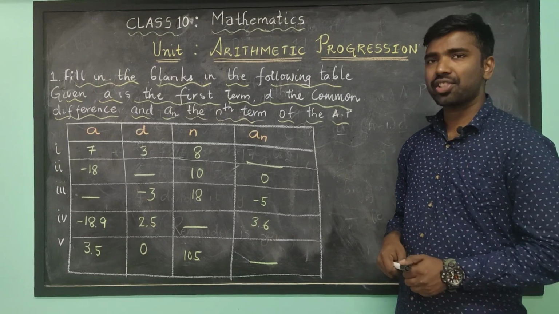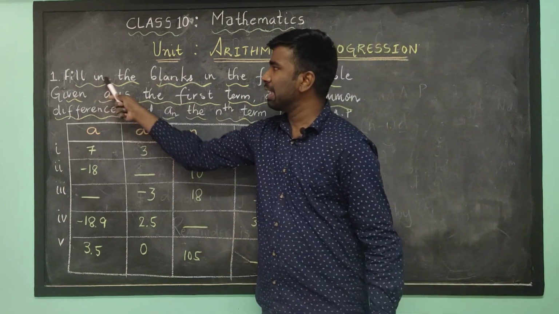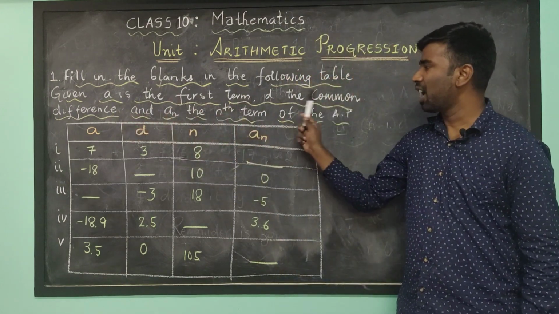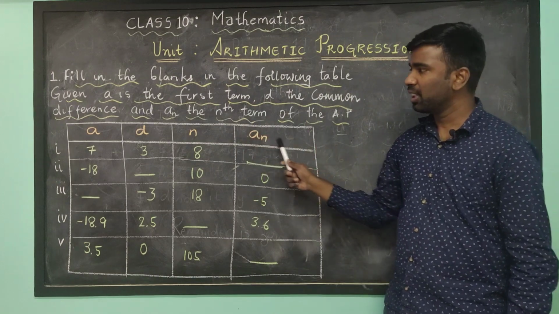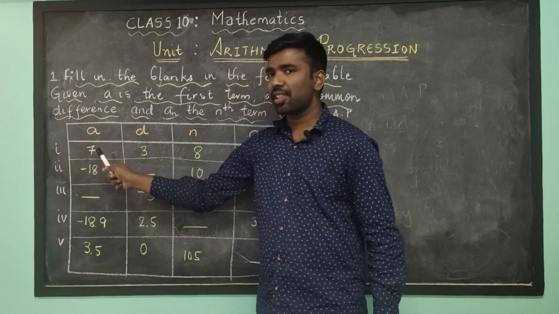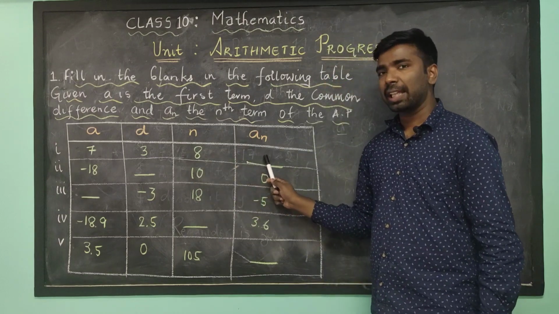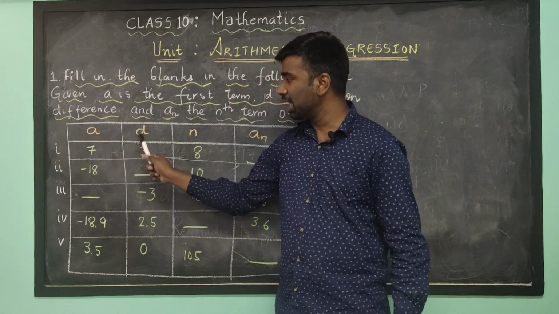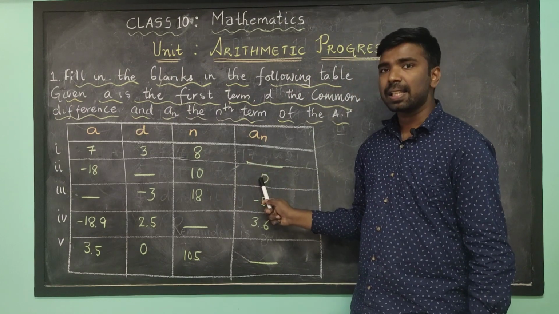Students, with continuation, we'll solve the exercise first question. Fill in the blanks in the following table. Given a is the first term and d the common difference, find the nth term of the AP. So this is the table. For the first question, a equals 7, d equals 3, n equals 8, we should find the nth term an. In the second question, a equals minus 8, d we should find out, n equals 10 and an is 0.